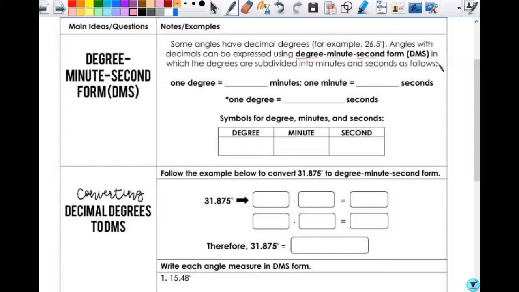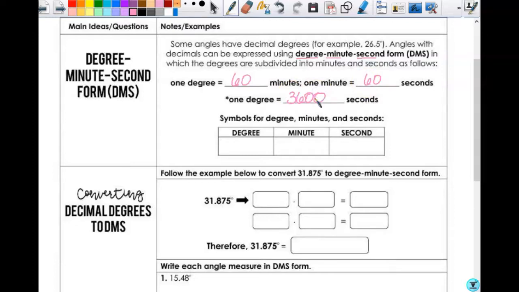So 1 degree is just like 1 hour. It is 60 minutes. 1 minute is 60 seconds, okay? So then 1 degree, if I wanted to get it to seconds, I'd have to take my minutes and multiply them by seconds. So that's going to be 60 times 60. So that is 3,600 seconds.